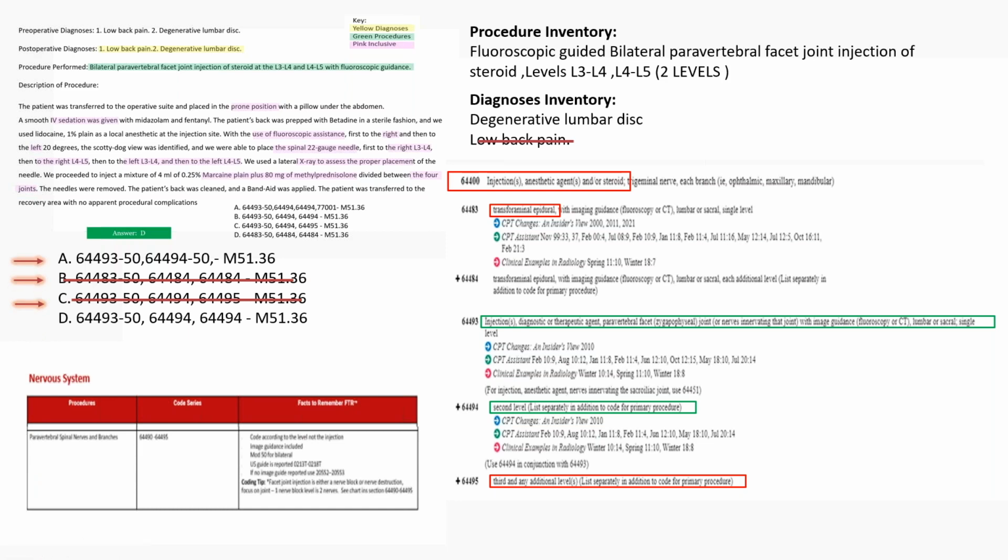Let's look into option A and option D. Now option A is coding for 64493, which is correct, coding for injection of steroid into the paravertebral facet joint at a single level with a 50 modifier. That's good so far. And 64494 is coding for a second level with a 50 modifier. Yes, we did a paravertebral facet joint injection at bilateral level. That means in the first level we went for a bilateral injection, and in the second level also we went for a bilateral injection. I'm sure that's why most of us picked option A as the answer. But option A is incorrect.